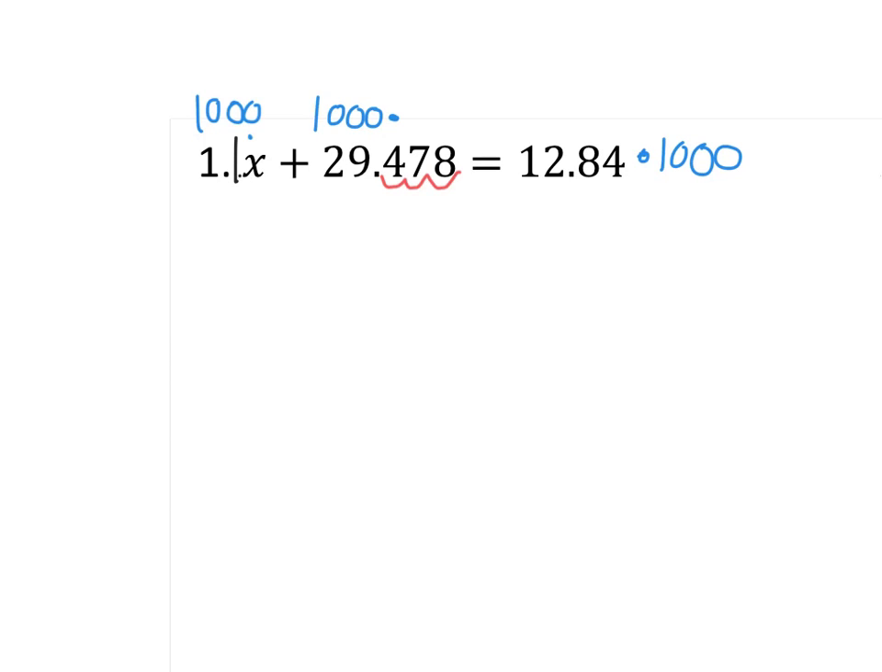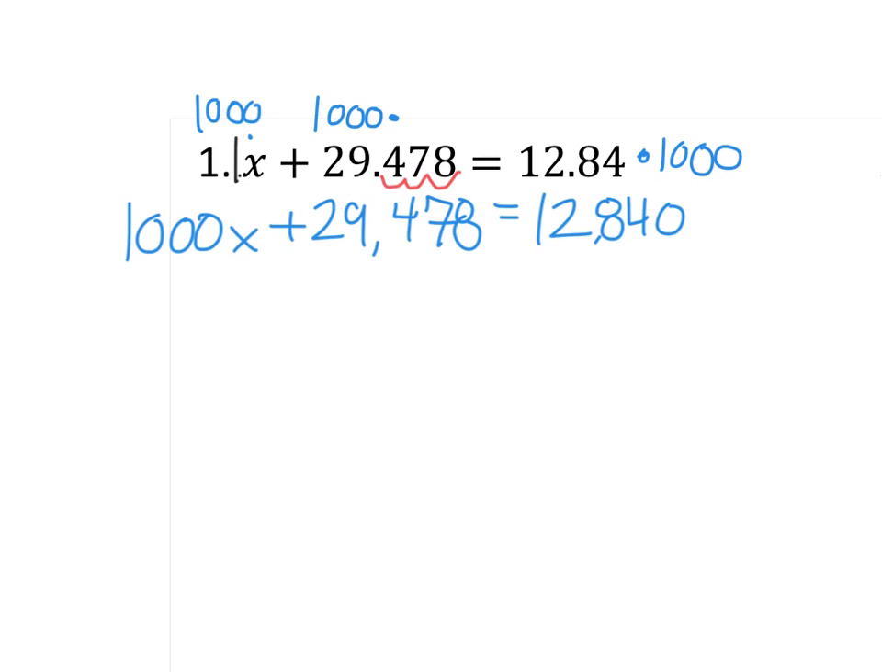You can do that in a calculator as well. Any of this stuff you can do in a calculator. Just multiply it by 1,000. And here's what you get. We got 1,000x plus 29,478 equals 12,840.